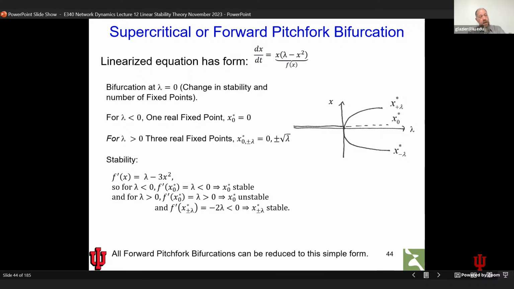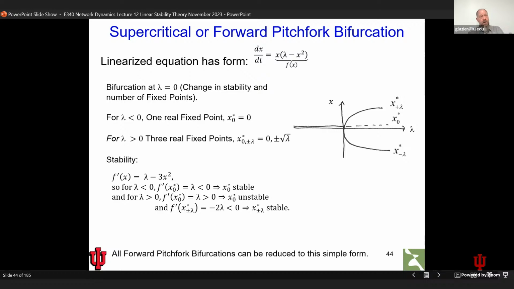In this case, you have a stable fixed point at 0 for lambda negative. When lambda becomes positive, the stable fixed point becomes unstable, and we get a pair of stable branches at square root of lambda and minus square root of lambda. I think you can see why it's called a pitchfork bifurcation: on the left-hand side, it looks like the handle of the pitchfork, and on the right-hand side, the unstable branch is the center tine of the pitchfork, and the top and bottom branches are the other tines.